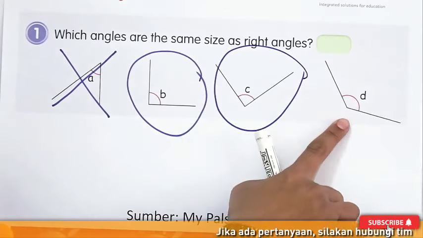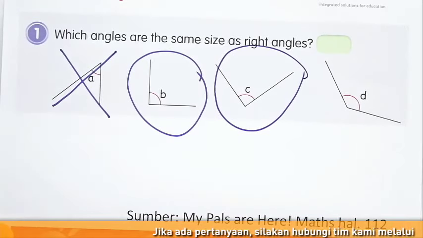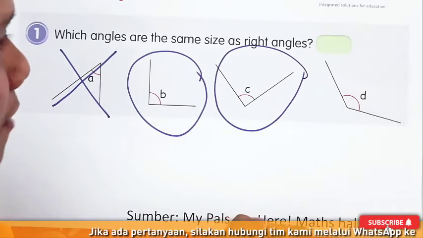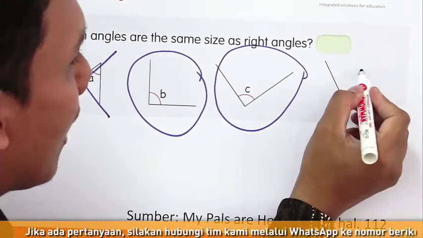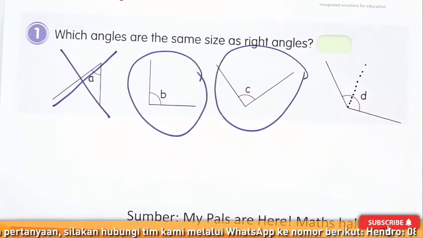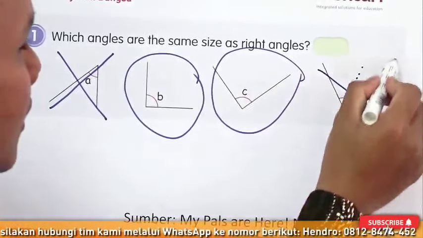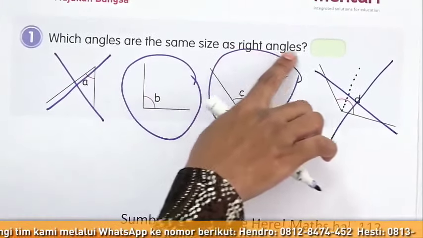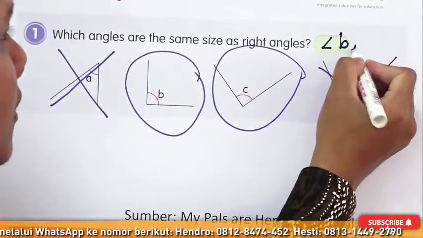And what about angle D? No, it is not. It is greater than a right angle. If it is a right angle, the angle would probably look like this. See? It is bigger than a right angle, so we cannot take this. And the answer is, which angles are the same size as a right angle? Angle B and angle C.